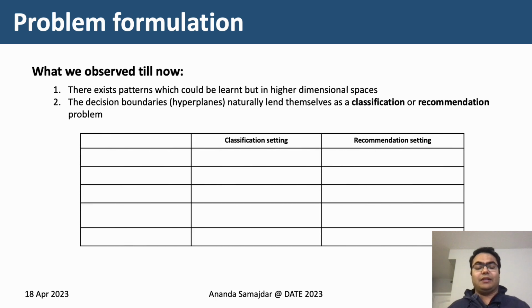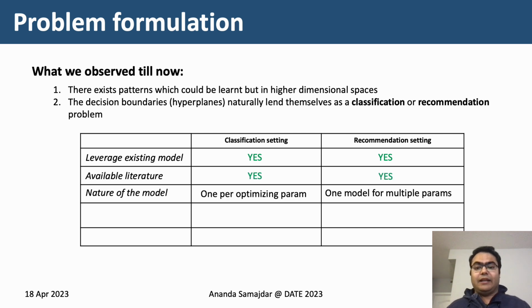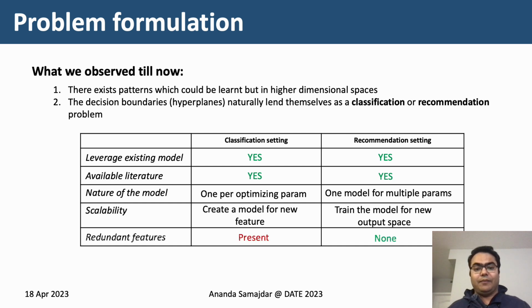This table compares the two approaches. Both the approaches have existing models and literature. However, in the case of classification approach, we need one model per optimization parameter, which means for each feature in the output space, we would need to build and train a distinct model. In the recommendation model setting, we can create a unified output space for all the parameters, which helps us avoid redundancy in the model. Therefore, we choose to go with a recommendation model in this work.